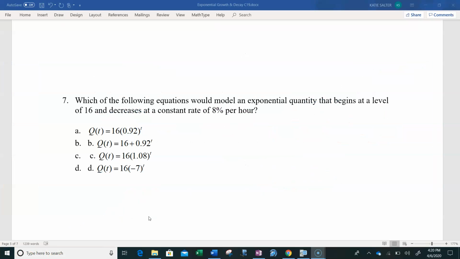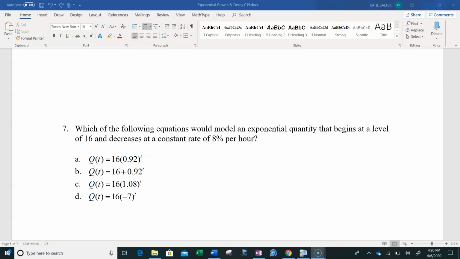Last but not least, we're going to have a couple of problems where you have to pick out the correct function. So it says, which of the following equations would model an exponential quantity that begins at a level of 16 and decreases at a constant rate of 8% per hour? All right, so guys, one of the things I want y'all to pay attention to is look at answer choice D. In answer choice D, the base here is -7. That's not even possible. Your base always has to be a positive number.